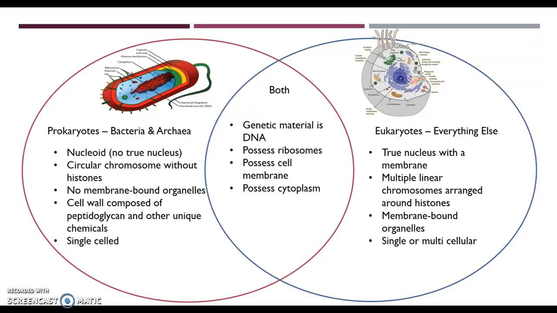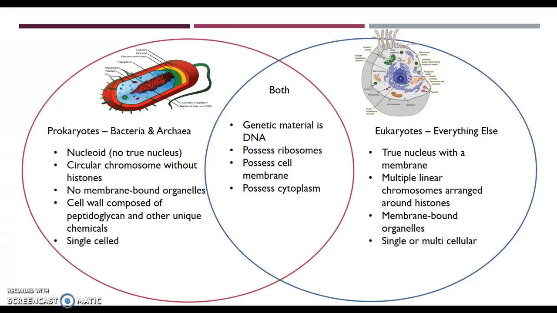Typically they only possess one, but some do possess more than one. And their chromosomes do not contain histones. Histones are circular proteins that help in the arrangement and compaction of eukaryotic DNA. They do not have any membrane-bound organelles. Their cell wall is also unique. It's possessed of peptidoglycan and some other unique chemicals. And they are all single-celled. There are not any multicellular forms of prokaryotes.